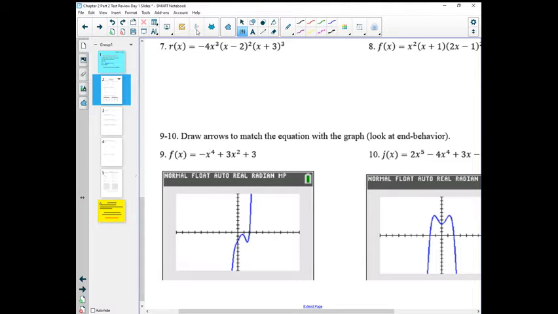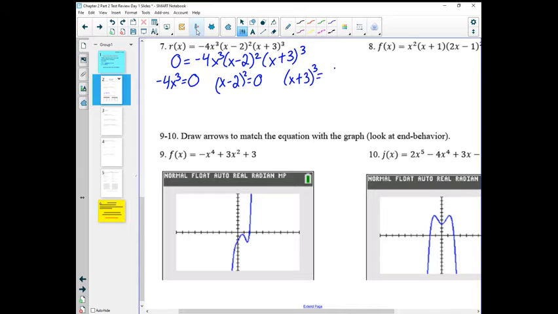On question 7, I'm going to set the entire function equal to 0, just like I've been doing, because that's how you solve for zeros. You'll notice that this one is already factored for you, so they've done the work for you. All we got to do is solve for x. And I'm going to split each factor apart and solve each one of those for x. Because it was already factored for you, you don't need to factor.